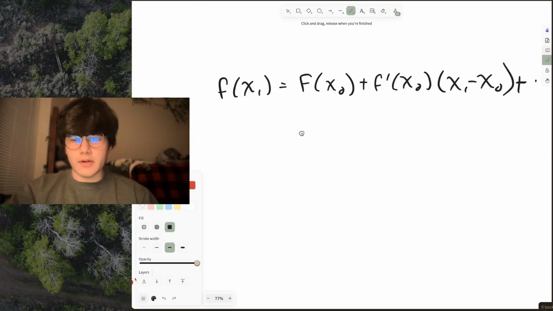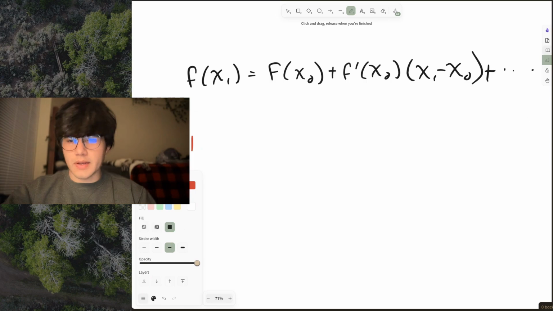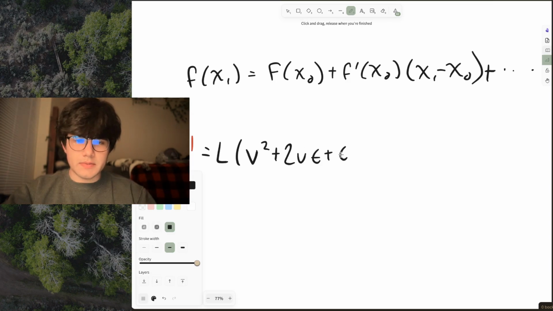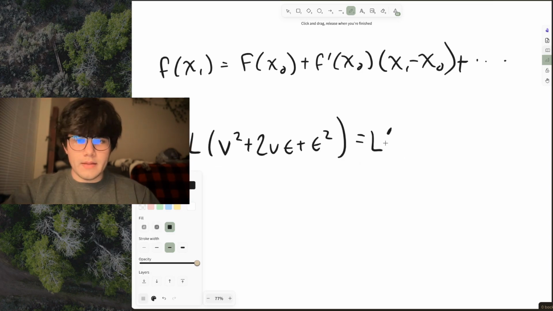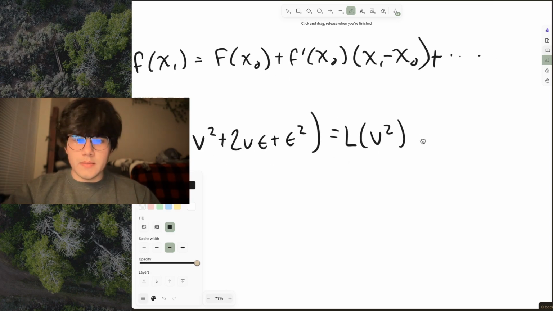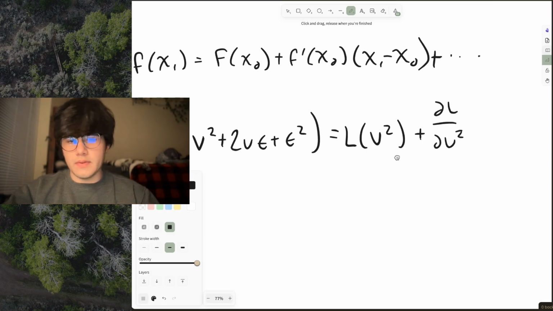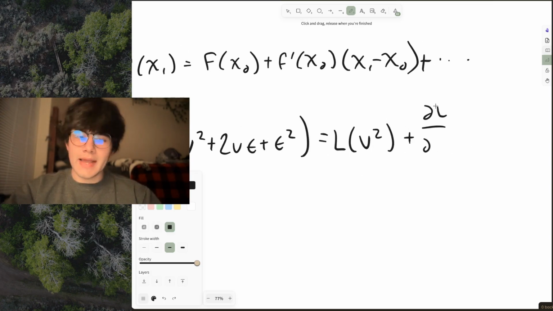So in terms of the Lagrangian, we can write this as L prime, which is really just L of v squared plus 2v epsilon plus epsilon squared, equal to L at v squared plus the derivative of L, and we're taking it with respect to v squared. So actually this is a total derivative because L only depends on v squared.